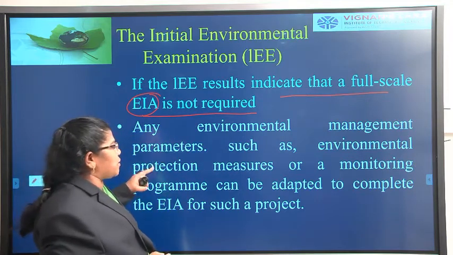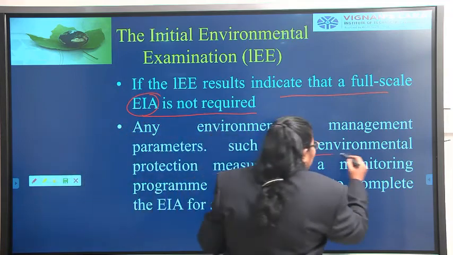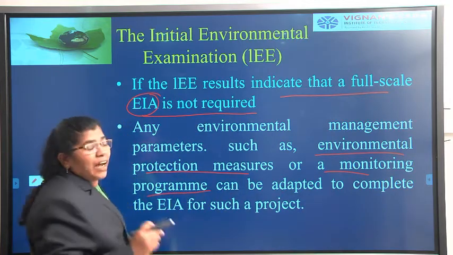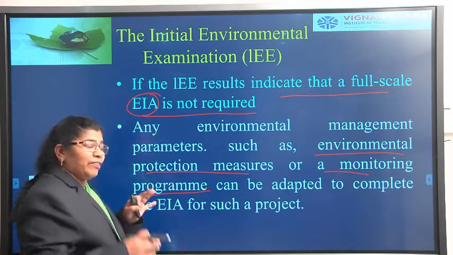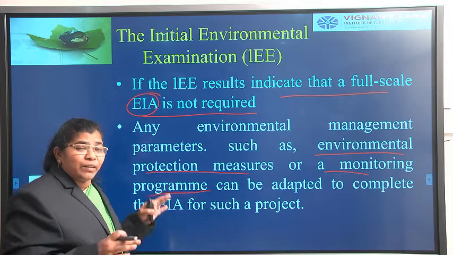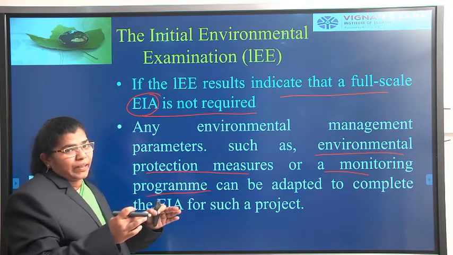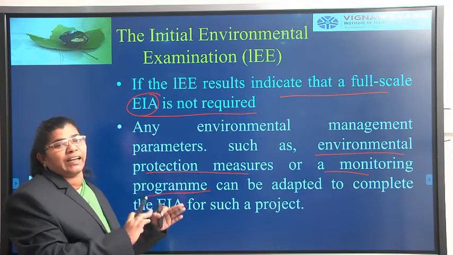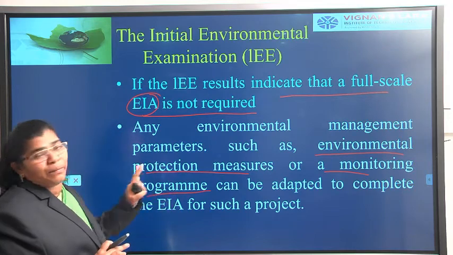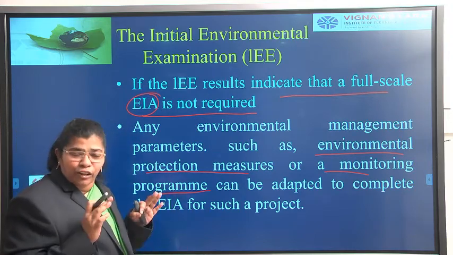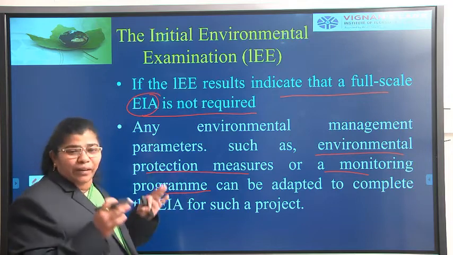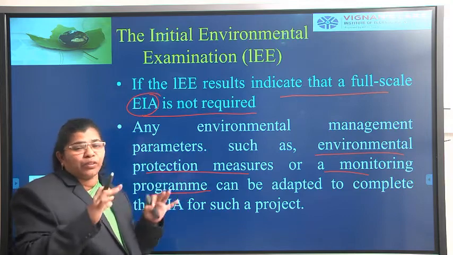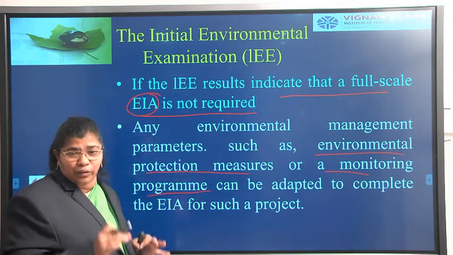It also indicates whether any environmental management parameters, such as environmental protection measures or a monitoring program, have to be adopted. If it is a complex project, then it will decide the next step, whether to go for a very detailed EIA or whether it is okay as it is with some modifications. It checks whether the environmental protection measures have been taken and fully controlled, whether the monitoring programs have been adopted in the project, and whether this project will not give any adverse effect to the environment.